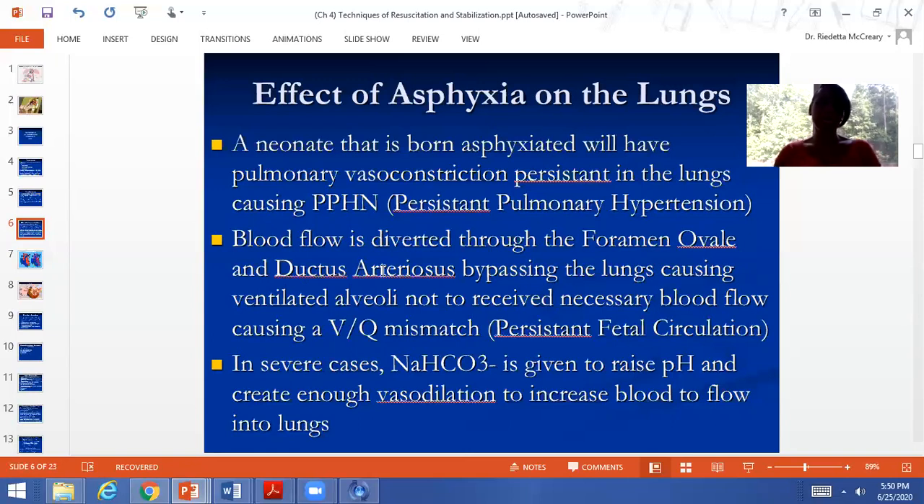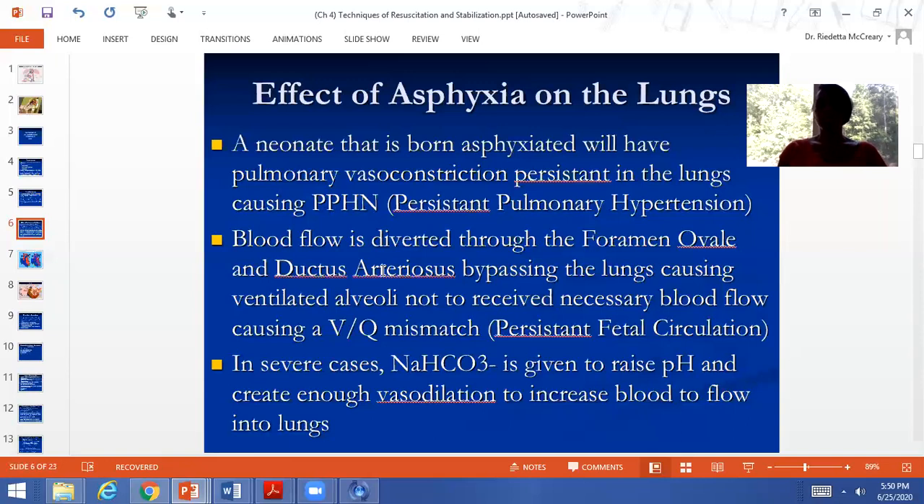The foramen ovale and the ductus arteriosus should remain intact. And if the pulmonary vessels are constricted, those shunts being open and patent will allow for blood to be diverted or be able to bypass the lungs, causing ventilated alveoli not to receive the necessary blood flow, but it does allow for blood to mix. So you'll have a VQ mismatch.